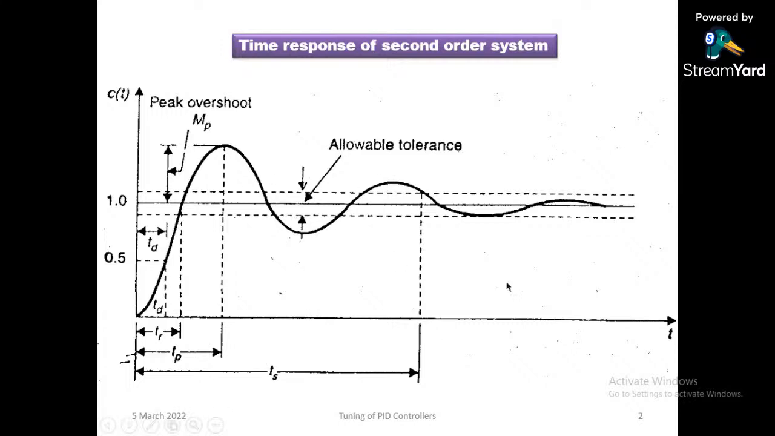I hope everyone knows this standard second order time response. I once again repeat, whenever I talk about transient response, then what do I mean? I'm talking about overshoot, rise time, peak time, delay time, settling time. Fine. Now, whenever I talk about steady state response, I'm talking about only and only steady state error. Right?